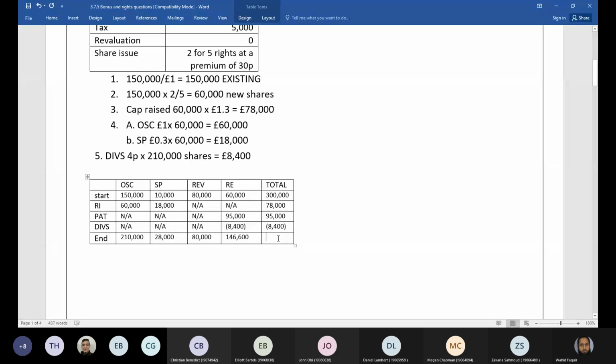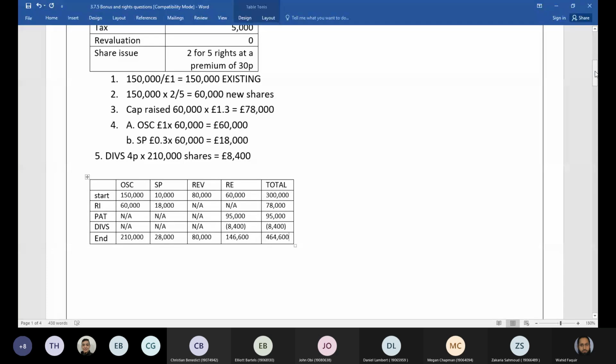And do we agree that we've got 464,600? Add across, add down. It should work both ways. And that gives you some level of reassurance that you've got it right. Doesn't prove you've got it right, but arithmetically the figures work. Okay.